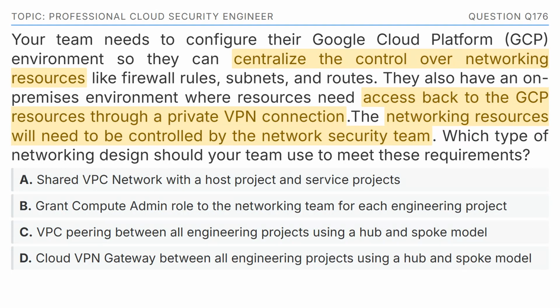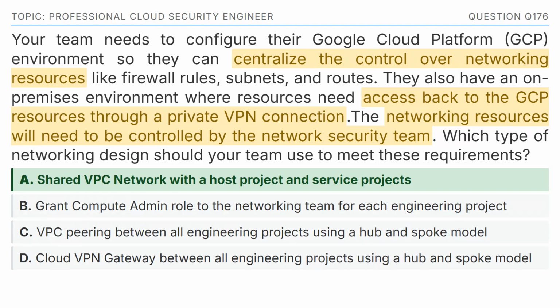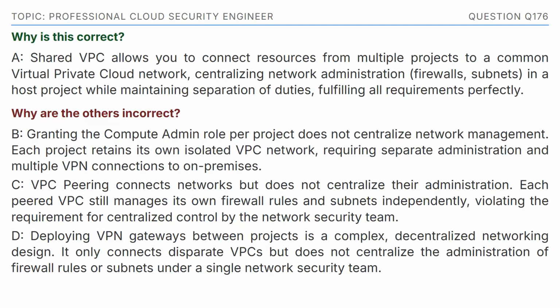To arrive at the correct answer, we focus on the keywords: centralize the control over networking resources, access back to the GCP resources through a private VPN connection. Networking resources will need to be controlled by the network security team. The correct answer is option A, shared VPC network with a host project and service projects. Why is this correct? A. Shared VPC allows you to connect resources from multiple projects to a common virtual private cloud network, centralizing network administration, firewalls, subnets, in a host project while maintaining separation of duties, fulfilling all requirements perfectly.